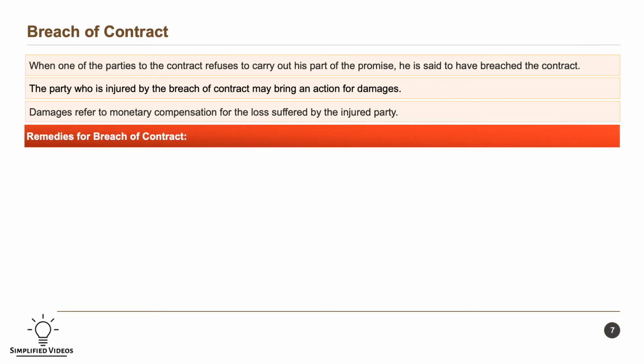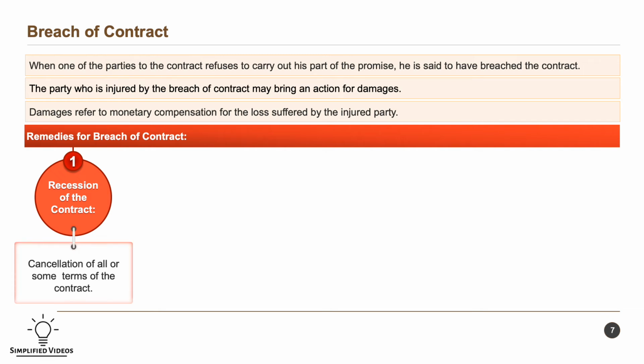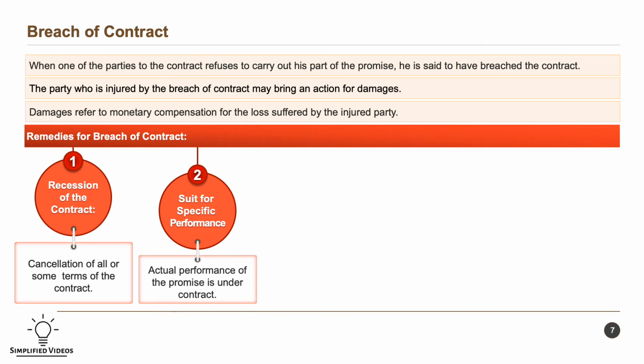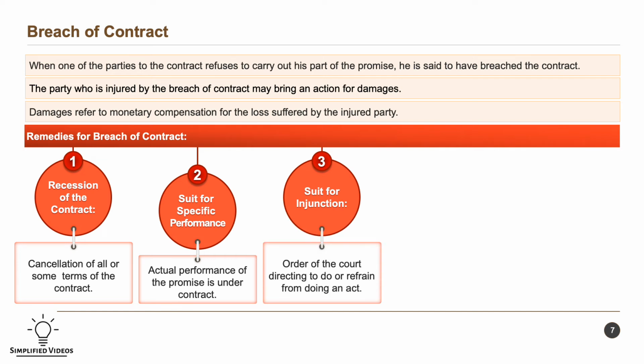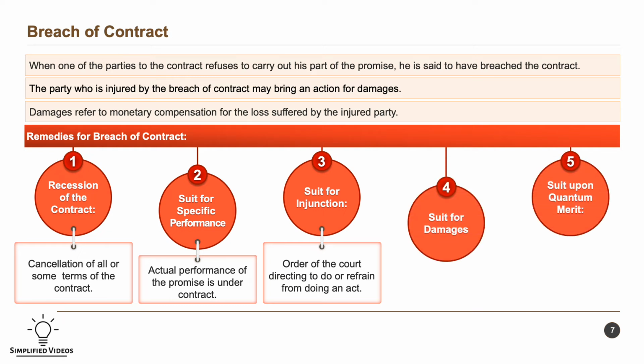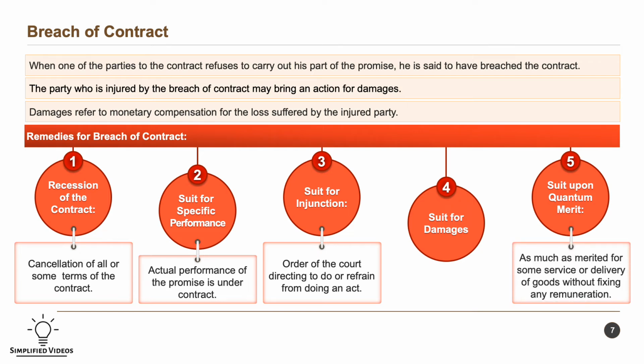Remedies for breach of contract are: rescission of the contract, cancellation of all or some terms of the contract; suit for specific performance, actual performance of the promise under the contract; suit for injunction, an order of the court directing to do or refrain from doing an act; suit for damages; and suit upon quantum meruit, as much as merited for some service or delivery of goods without fixing any remuneration.